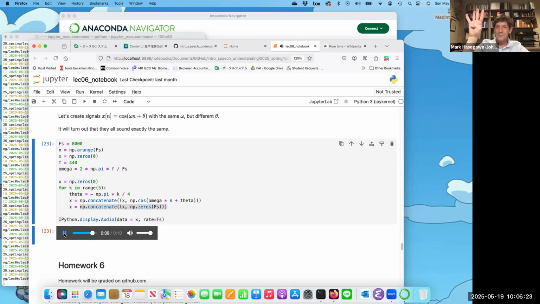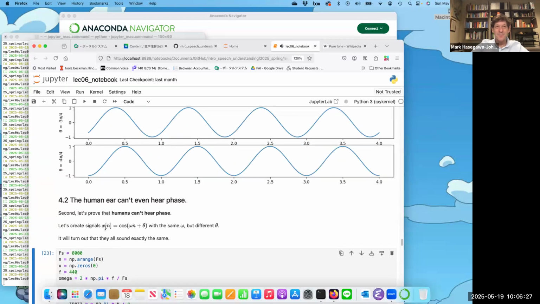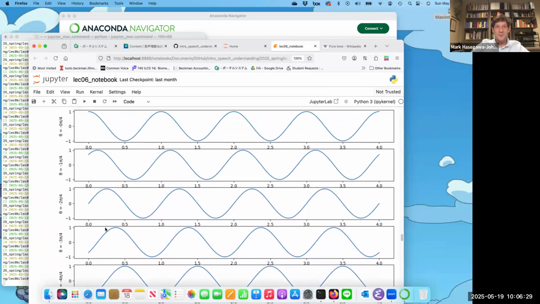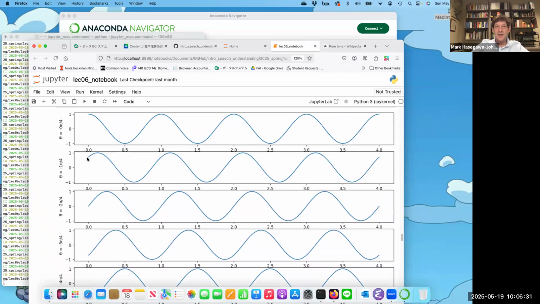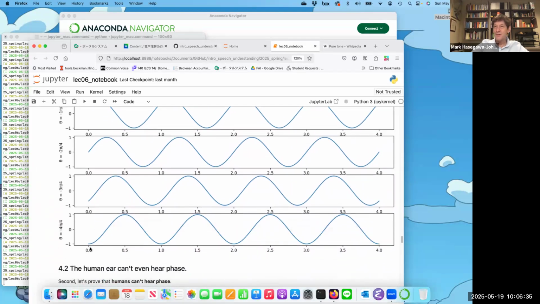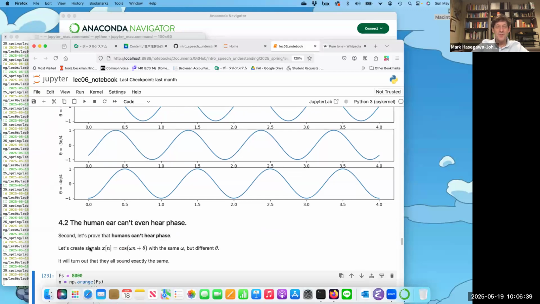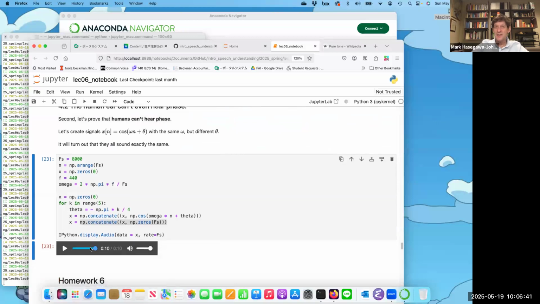You can hear that they all sound exactly the same. Those are these 5 notes, right? Starting at 0, then pi over 4, then 2 pi over 4, then 3 pi over 4, and then 4 pi over 4. And you can hear that they sound exactly the same. The human ear doesn't distinguish between the cosine and the sine.